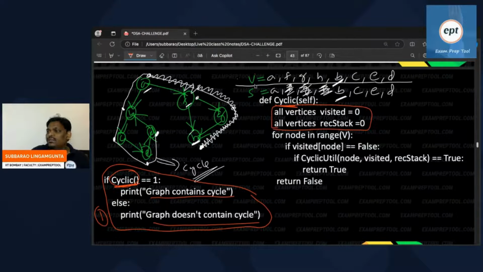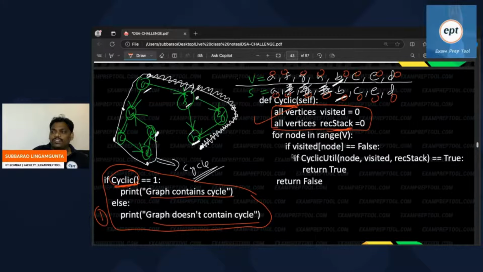visited of every vertex initially 0. In the visited array, visited of every vertex is initially 0. In the stack also, the stack of every vertex is also initially 0. Let's keep it like this. So for all vertices, visited is 0 and the stack contents are also 0 initially.